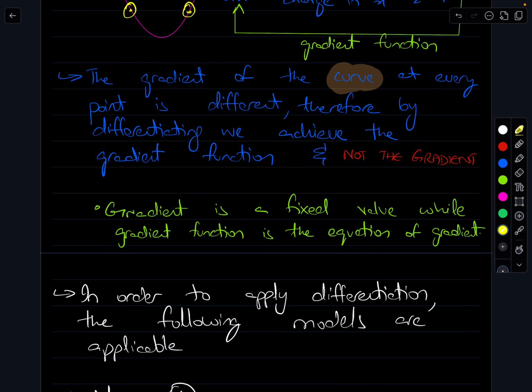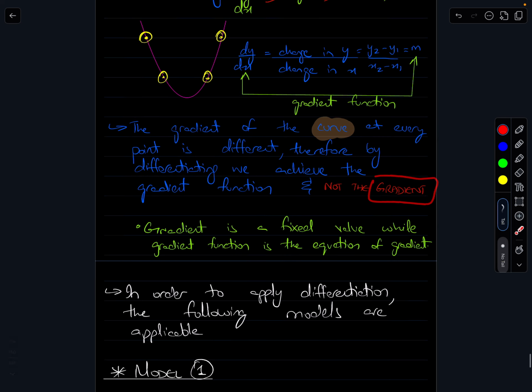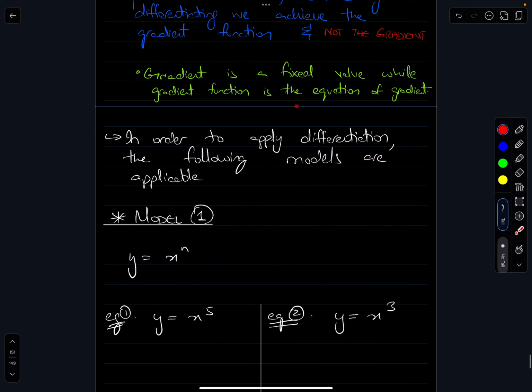Therefore, by differentiating a quadratic or any equation which has a power of 2 or greater than 2, we find the gradient function and not the gradient. But if we differentiate a linear equation, we will get a gradient, simply because the gradient of a linear equation is equal at all points.